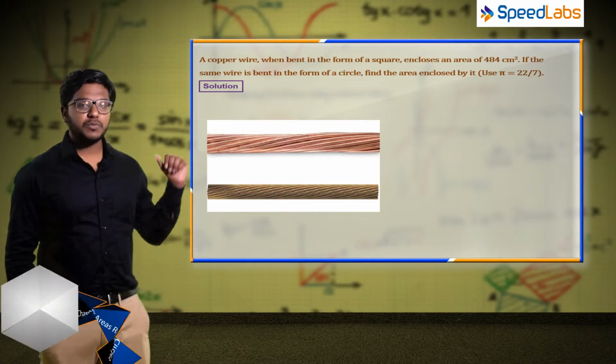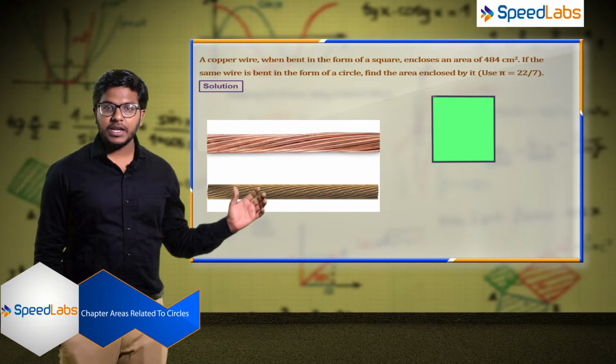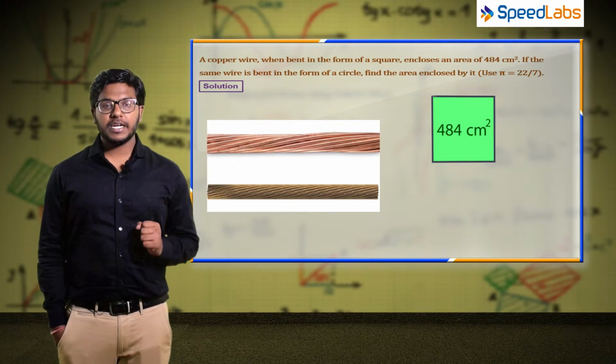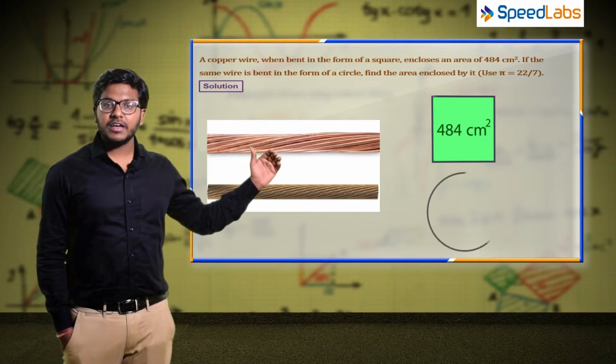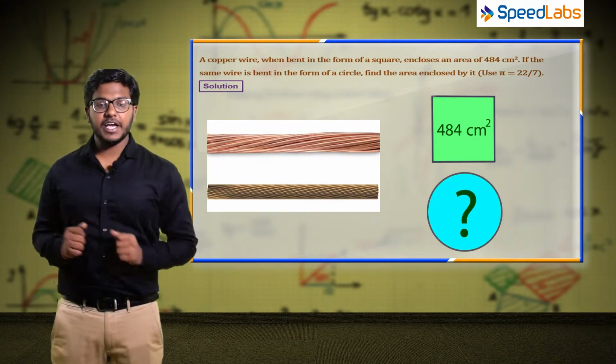Okay, so now let's see this problem. So here a copper wire is bent in the form of a square whose area is 484 centimeter square. Now the same wire is bent in the form of a circle and we have to find its area.